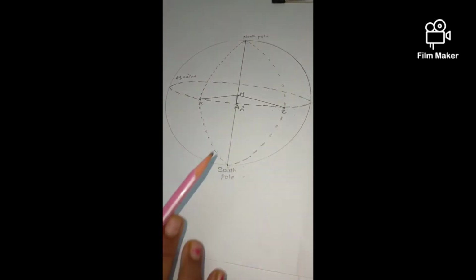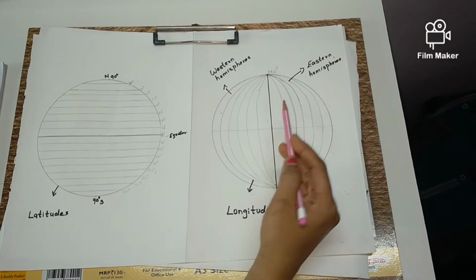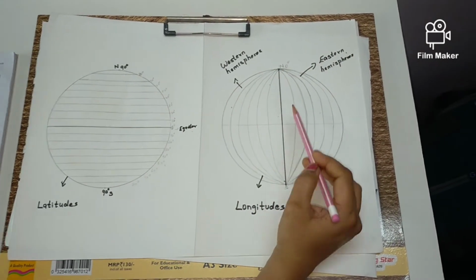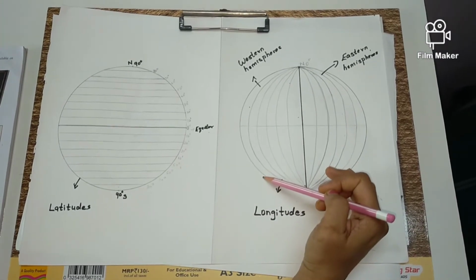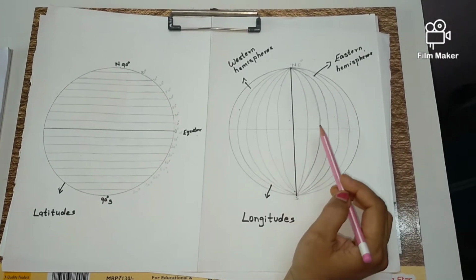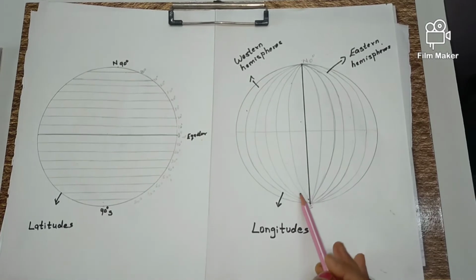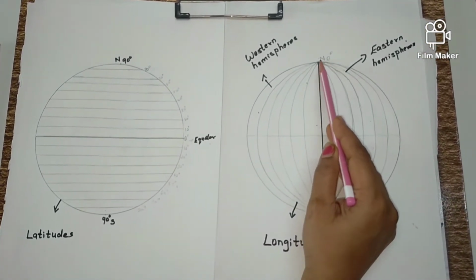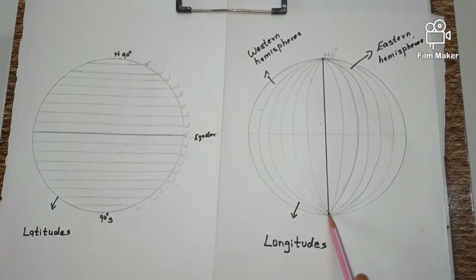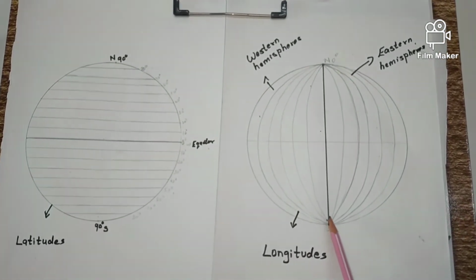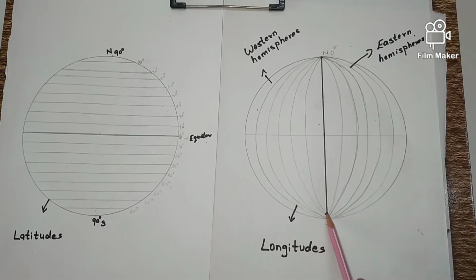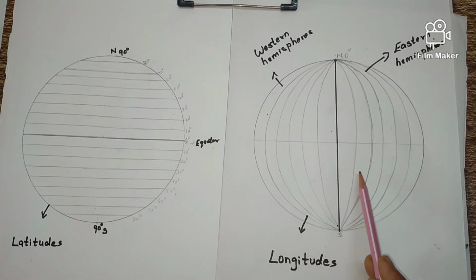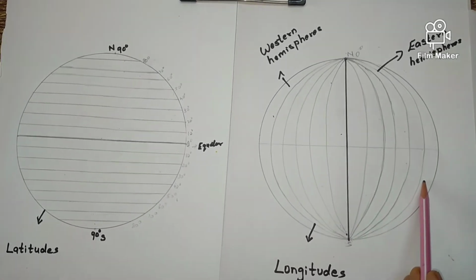These semicircles are known as meridians of longitude. One of these meridians is considered to be 0 degree. It is known as the prime meridian. The meridians are measured in degrees and are called longitudes.